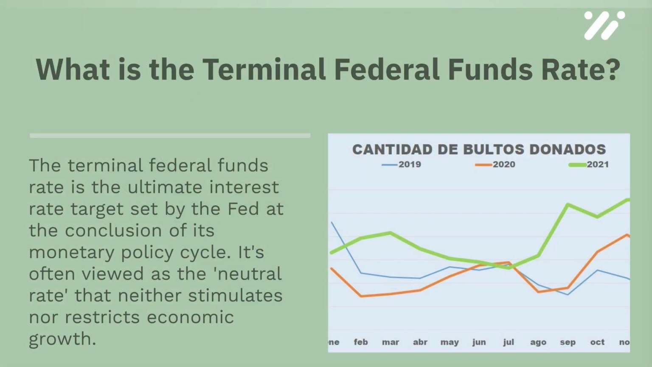What is the terminal federal funds rate? The terminal federal funds rate is the ultimate interest rate target that the Federal Reserve, the Fed, aims to achieve at the conclusion of a monetary policy cycle. This rate is often considered to be the neutral rate, at which the economy is neither stimulated nor restricted.